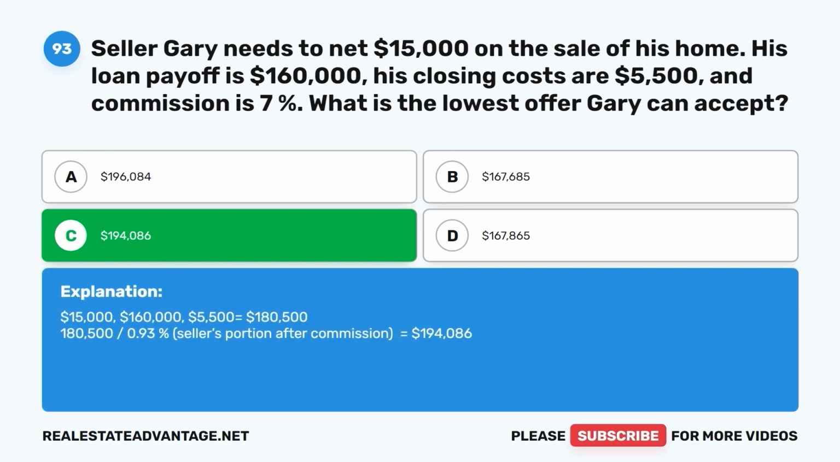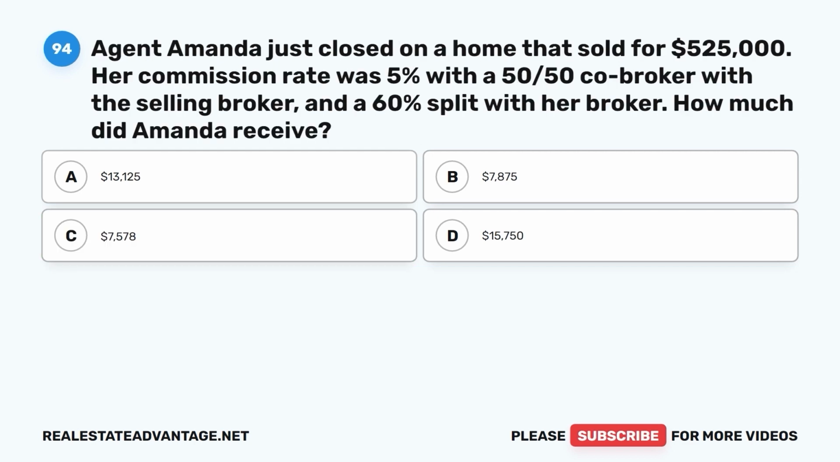15,000 plus 160,000 plus 5,500 equals 180,500. 180,500 divided by 0.93, the seller's portion after commission, equals $194,086.